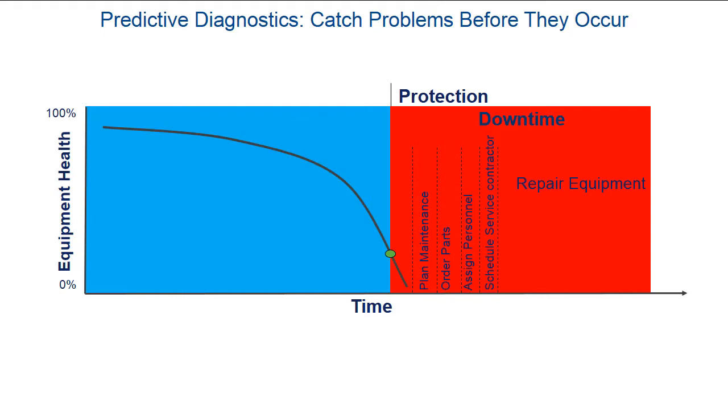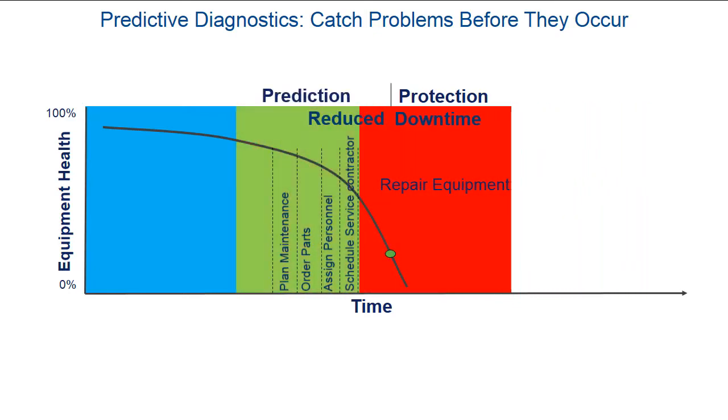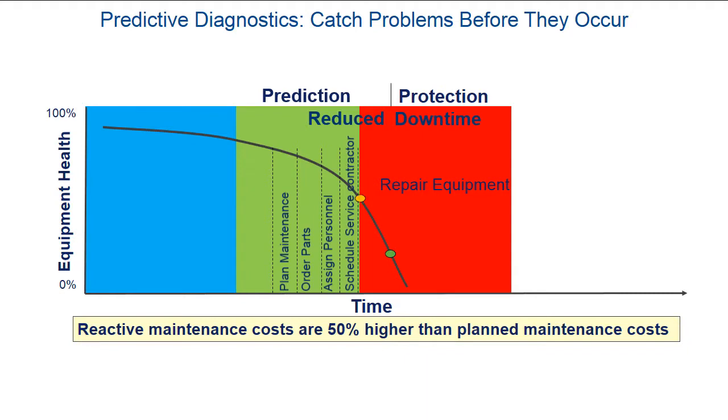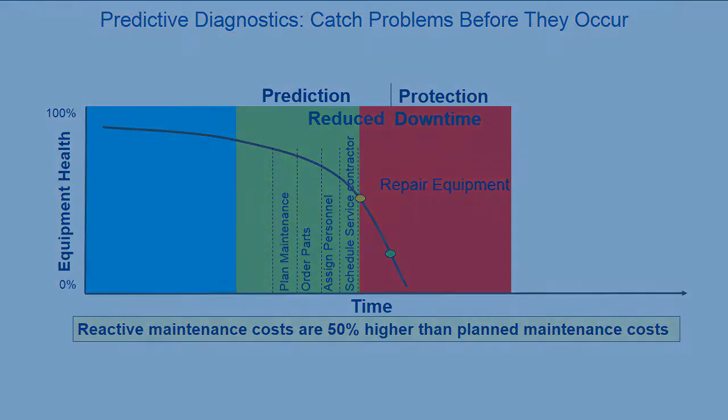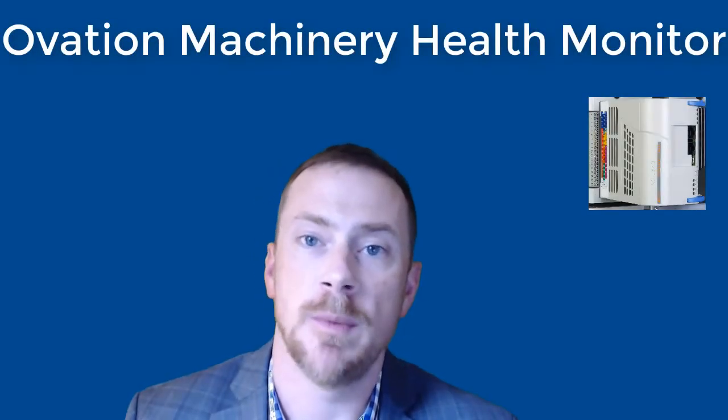With the Ovation MHM solution, you can see developing problems higher on the failure curve, so you have time to plan maintenance, order parts, assign personnel or schedule contractors, and you can take the equipment offline in a planned fashion and do the work prior to catastrophic failure of the equipment, saving money in the process and keeping personnel more safe, because planned maintenance is safer than doing work in an unplanned fashion, and planned maintenance is also 50% less costly than unplanned maintenance. So here's how Ovation tells a customer when they have problems developing with rotating equipment.